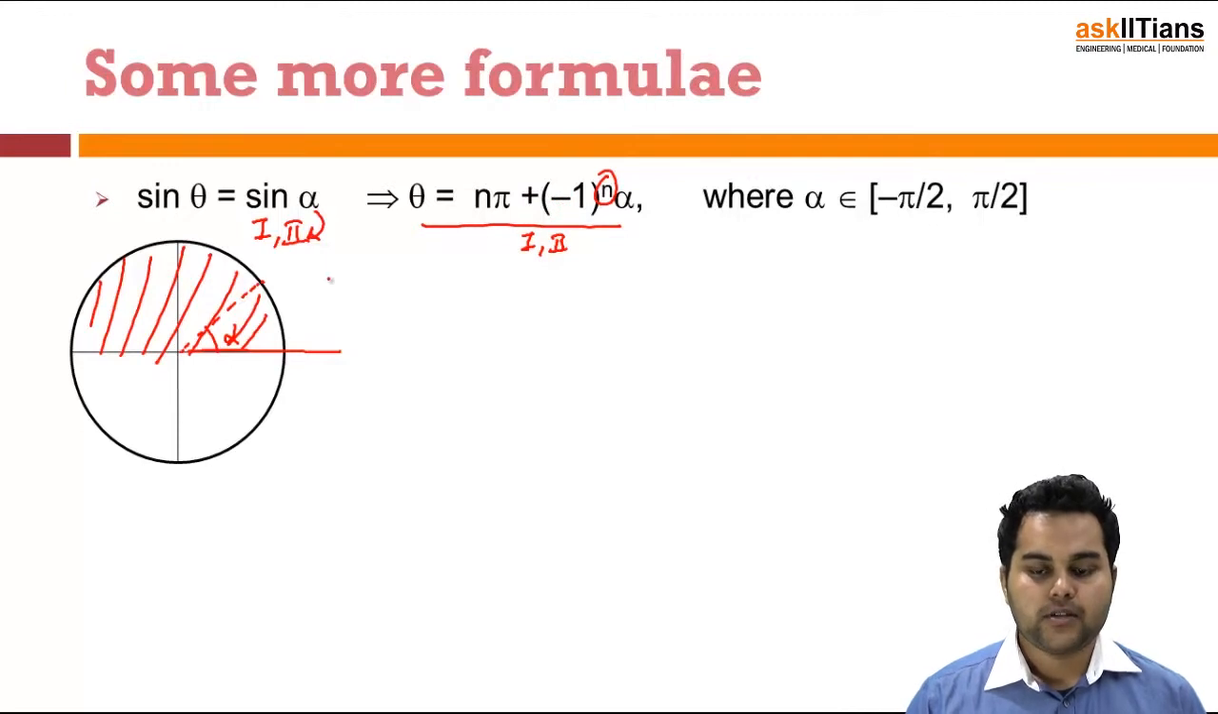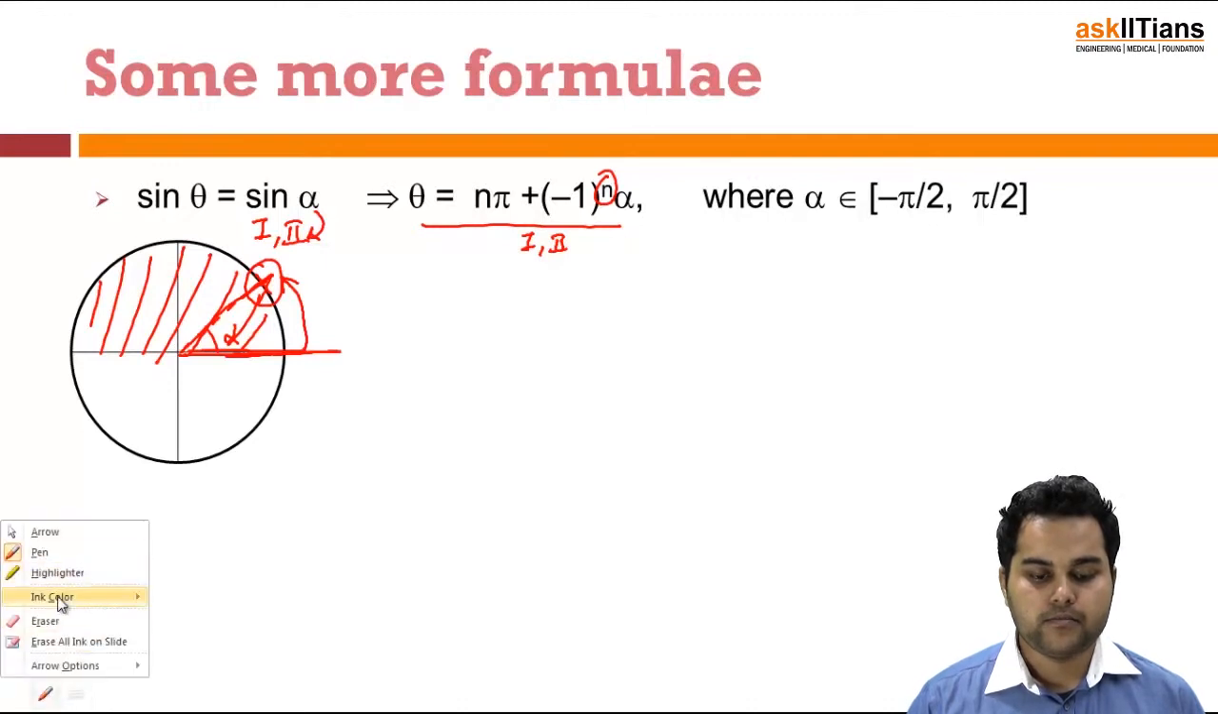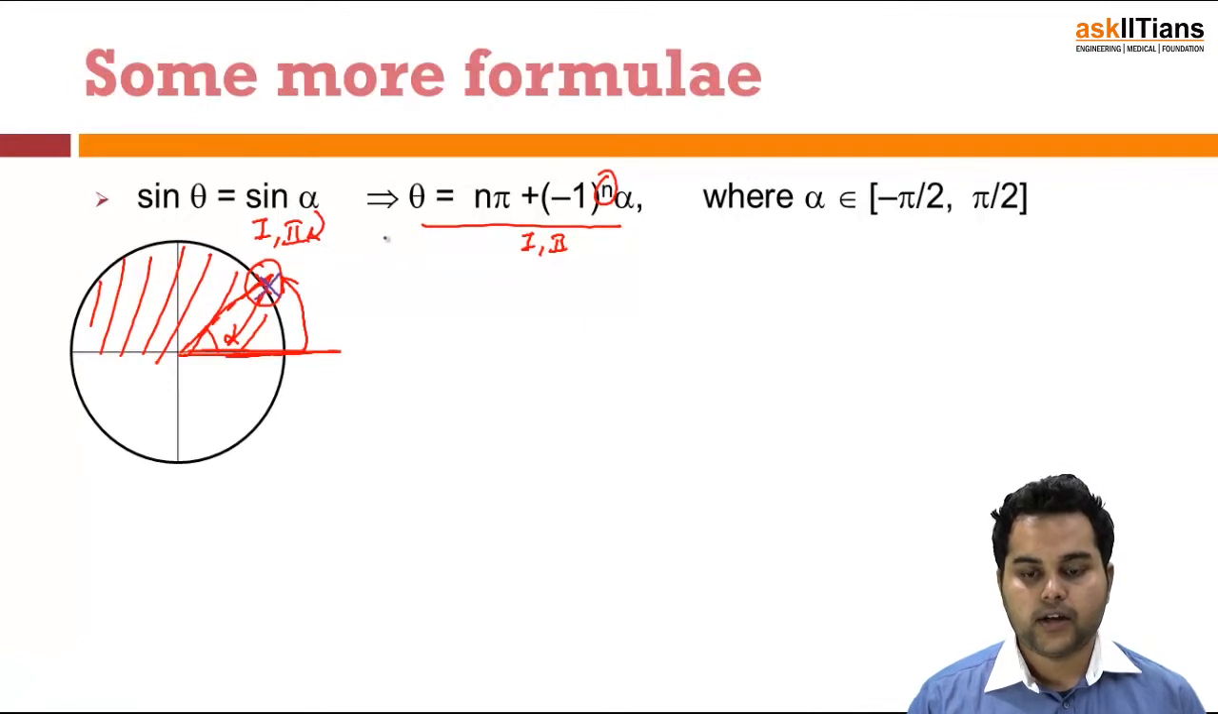So n pi plus alpha, where n is even, it will be lying here, plus alpha, that is in the anti-clockwise direction again, so I would get again the same point where alpha was located, and I would get the value at the same point here.